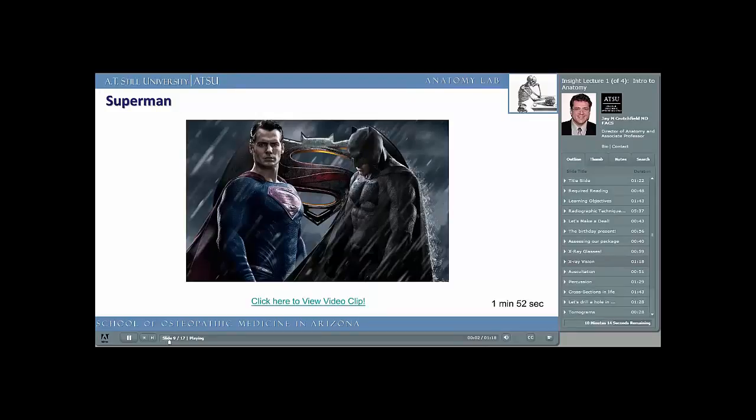Here's a short video clip demonstrating how Clark Kent, otherwise known as Superman, could use his x-ray vision. Go ahead and click on it, and it takes about a minute and 52 seconds. We can't do this yet as physicians, but in the future, we might be able to use a Google Glass type device to do just that.